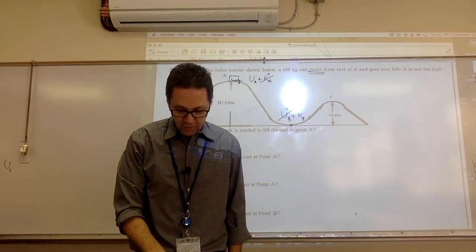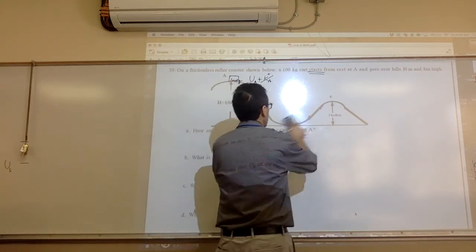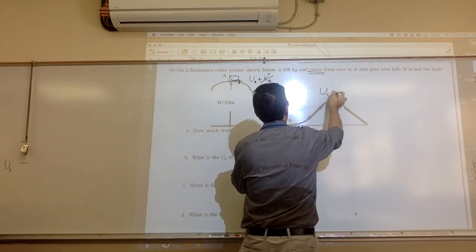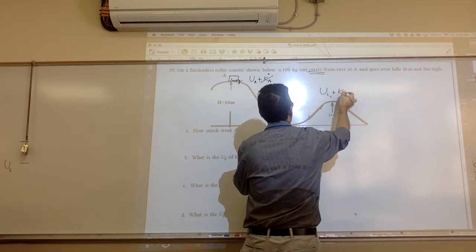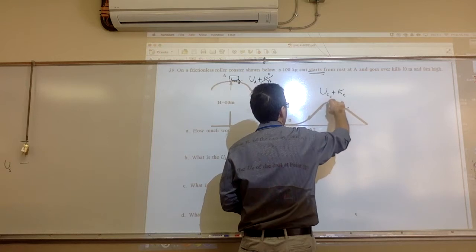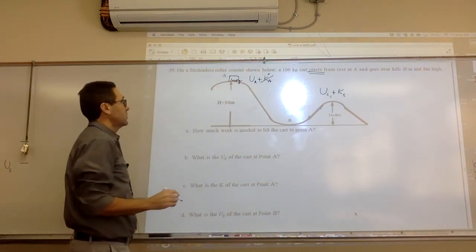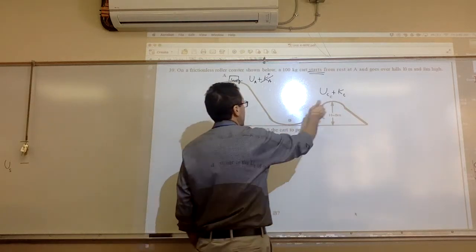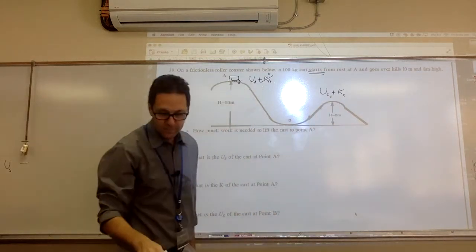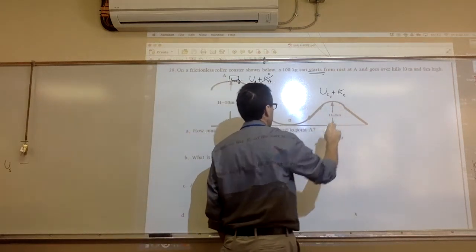What is the UG of the car at point C? You do the same thing. At point C, you have UC plus kinetic energy at C. The only difference is that at point C, the gravitational potential energy is not 0. So basically, what is it asking? The UG. So I think to find the UG, just do mgh.